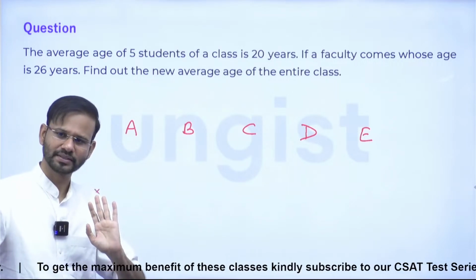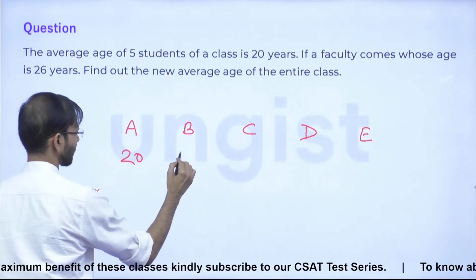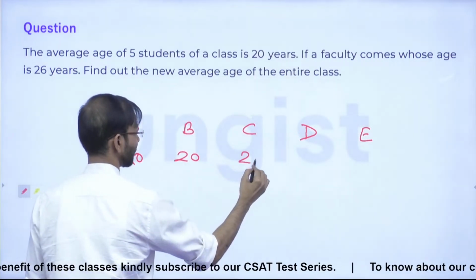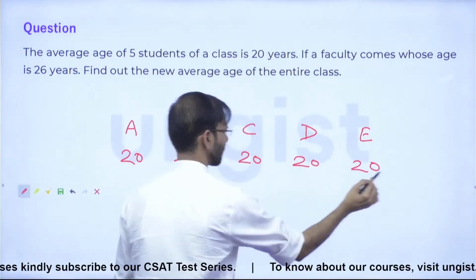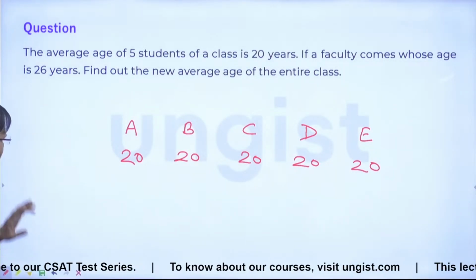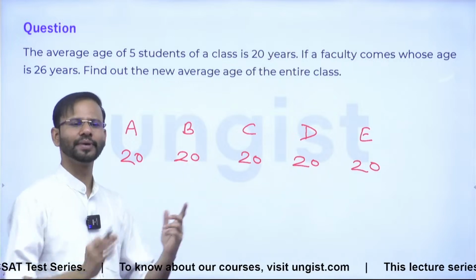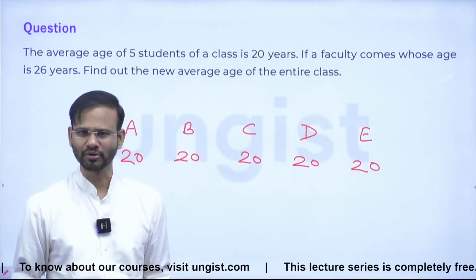Correct? Okay. So this is 20, this is 20, this is 20, this is also 20, and this is also 20. Guys, is it clear? So we have just assumed that the weight of all the students is 20. Just think about it. So that's why the average will be 20 always.